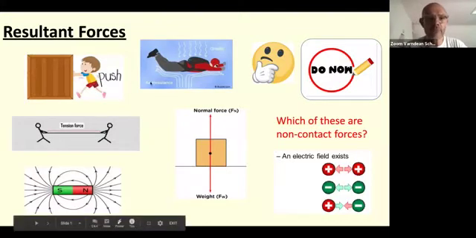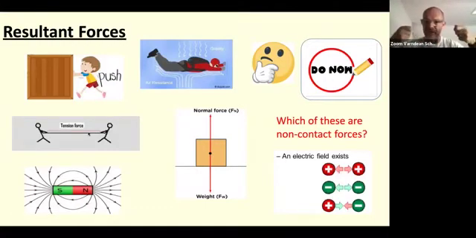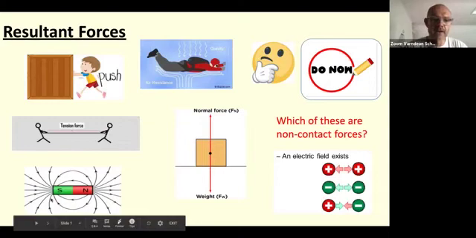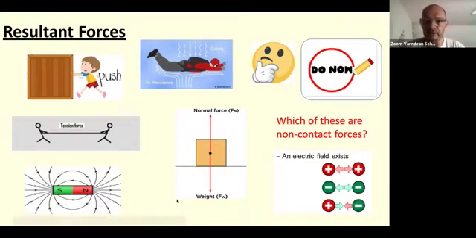So here are some forces. We have a standard push, just a straightforward push force. We've got tension force when you are stretching something. We have magnetic force. Those are the field lines around a magnet, and we've studied magnets, so we know all about magnetic field lines and magnetic force.